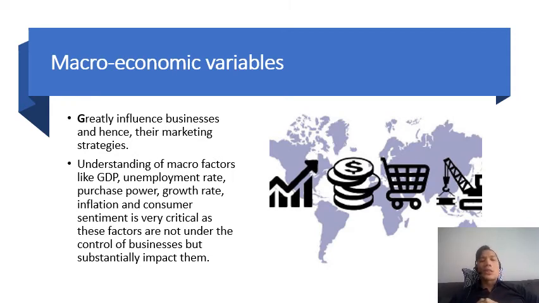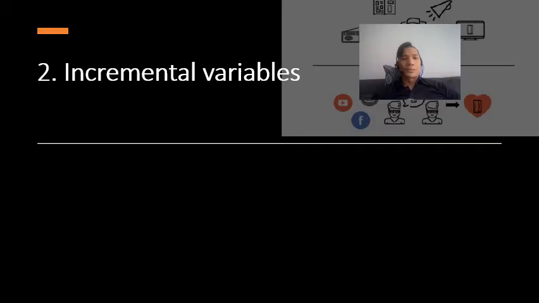This is critical because you don't have control over these variables, but they substantially impact your business. So you must also look at the current situation that your business is operating in. These are the kinds of situations that will greatly affect how you sell or market your product.